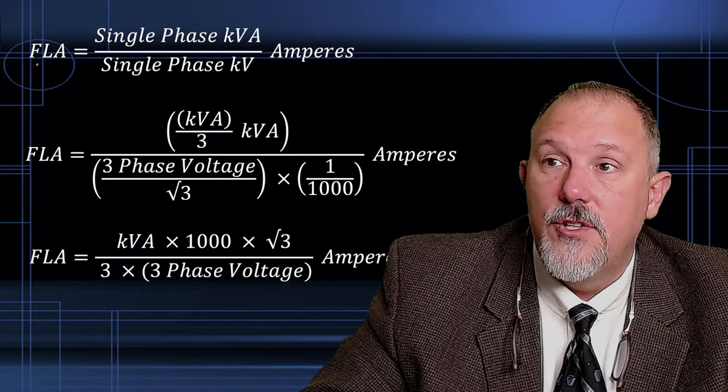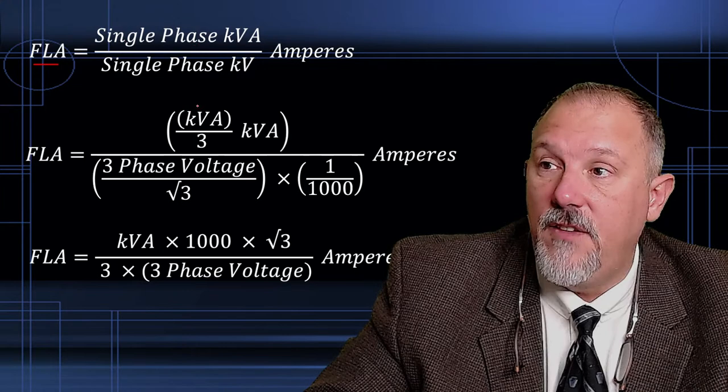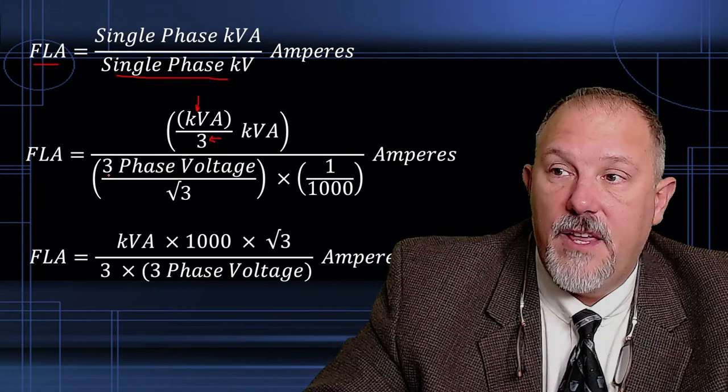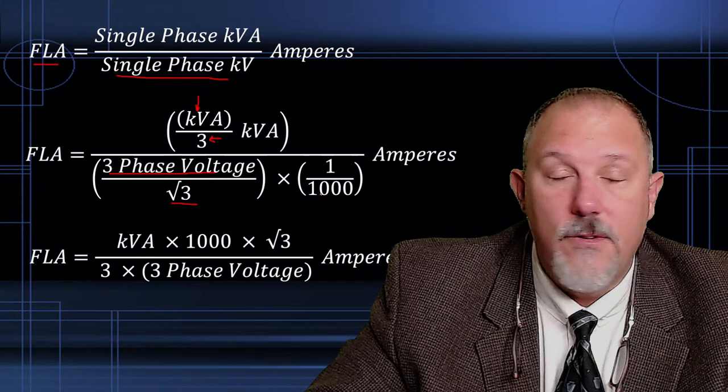So I start with this equation up here. We know that my single phase KVA is my three phase KVA divided by 3. My single phase voltage is my three phase voltage divided by square root of 3. And I multiply that by 1 over 1,000, or I divide that by 1,000.